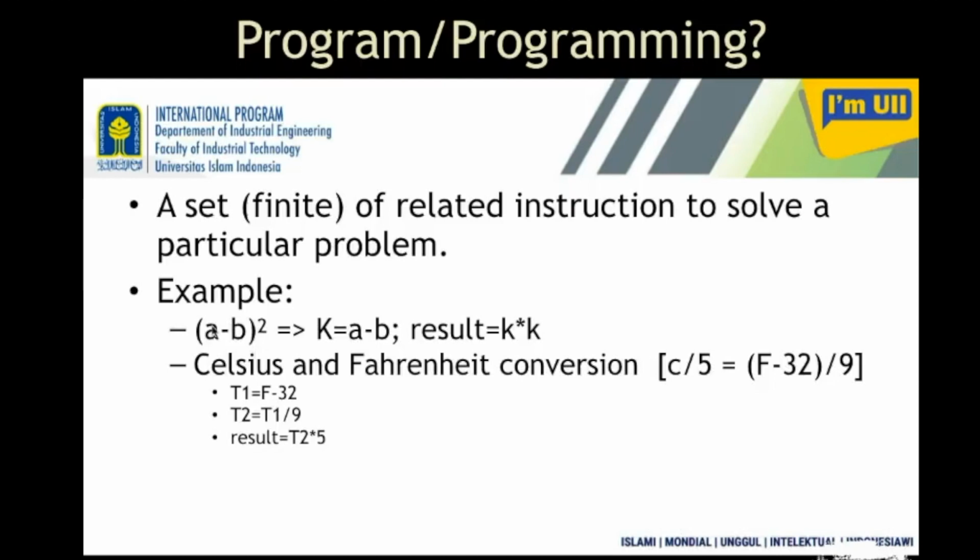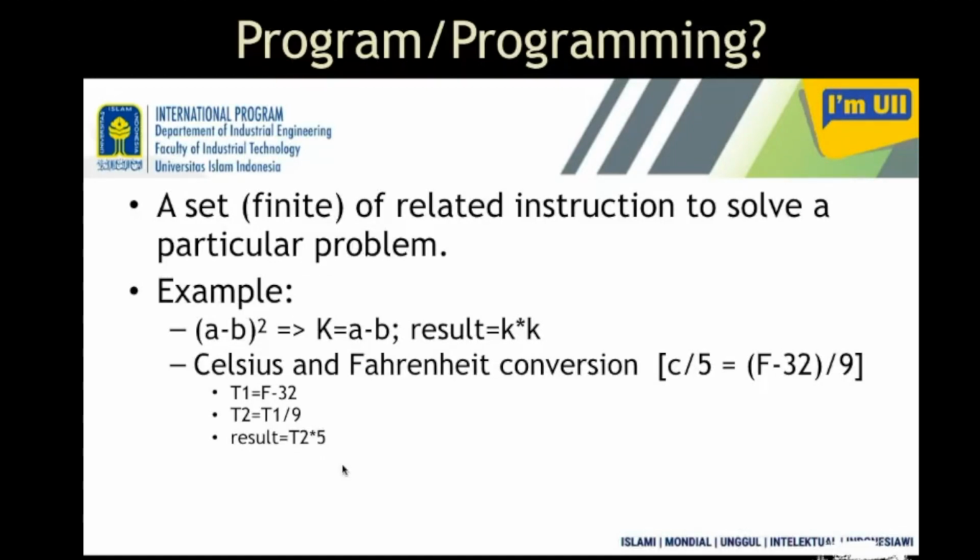You want to solve (a - b) squared. For that, you first have to solve a - b, and that result will be stored in a variable called k, and then you multiply k by itself, and you will get (a - b) squared, right? Similarly, if you want to convert Celsius temperature into Fahrenheit or Fahrenheit into Celsius, you need to follow a formula. You convert them step by step, and then you will get the result. So this is the basic set of instructions you need to follow to solve a particular problem.